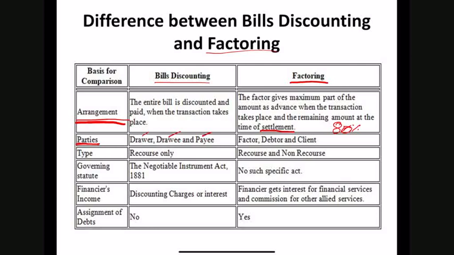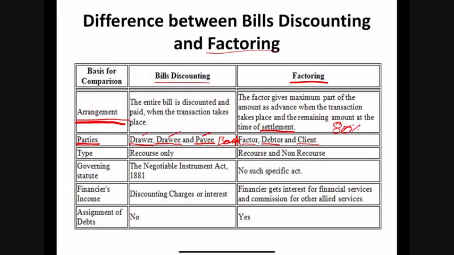Parties. How many parties are involved in bills discounting? Drawer, drawee, payee. Drawer is me. I am the businessman, the seller. Drawee is the buyer. Payee is the bank, to whom I have discounted the bills.